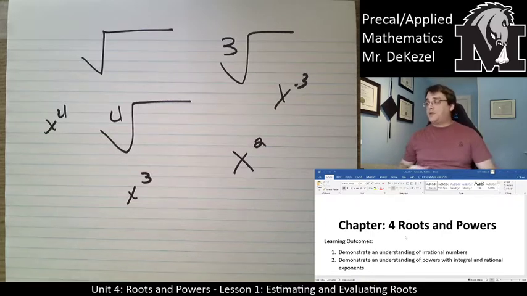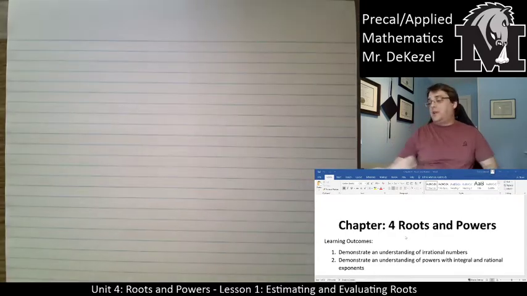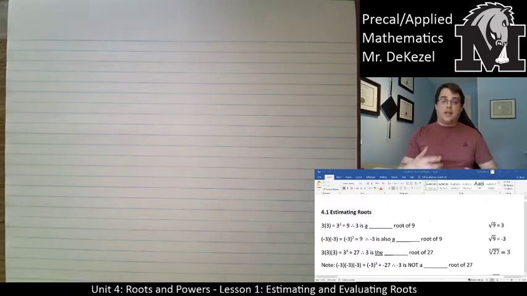We're going to demonstrate an understanding of irrational numbers, essentially numbers that never end, and we are going to demonstrate an understanding of powers with integral and rational exponents, essentially with regular numbers, and then also when the powers are fractions. We are going to work with that. So let's just jump right in. We have 4.1, which is estimating, and then the second part is evaluating roots.